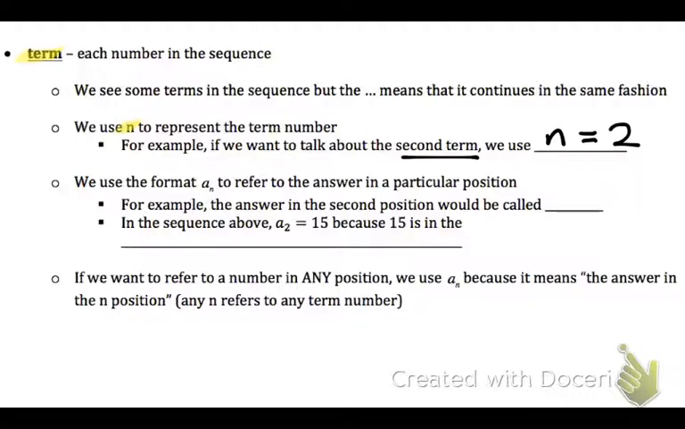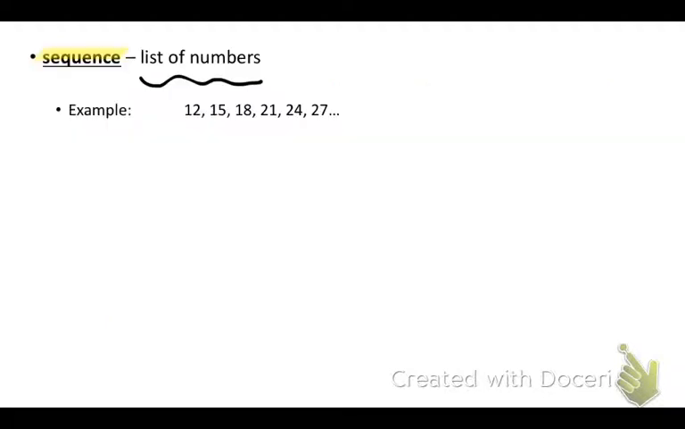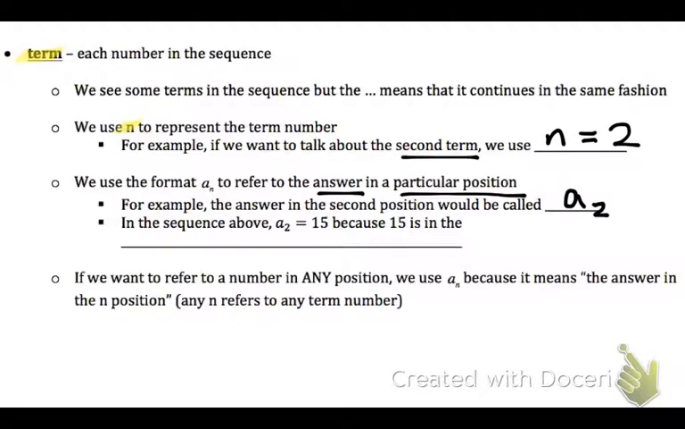We use the format a sub n. You see how there's an a and then a little n underneath it? A sub n, that's how you say it. We use the format a sub n to refer to the answer in a particular position. For example, the answer in the second position would be called a sub 2 because it's the answer in the second position. In this sequence, a sub 2 equals 15 because 15 is in the second position.